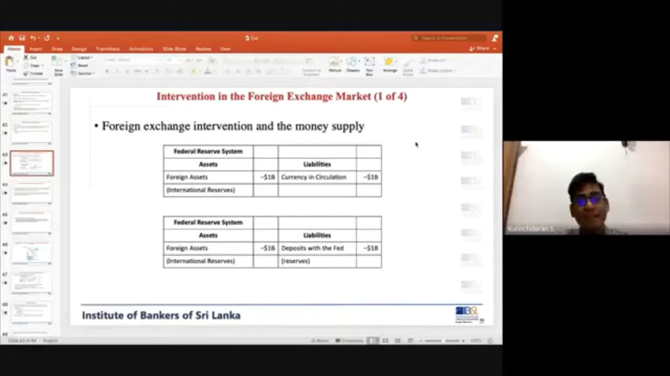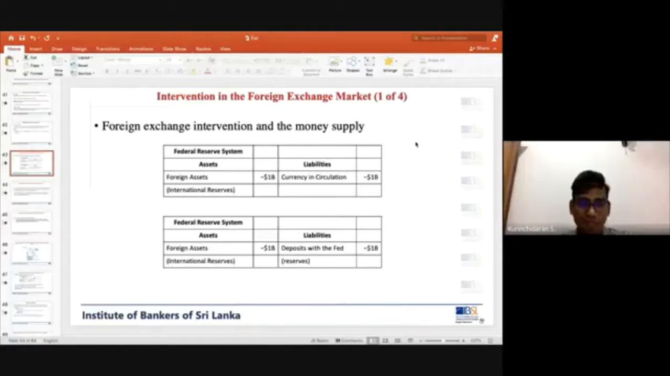You can see the denomination, right? It's foreign assets in dollars and liabilities also in dollars, because it's from Mishkin's book, based on the US economy, right? So if you take Sri Lanka, the liabilities, currency in circulation, would be in rupees, right? And then foreign assets may be converted into Sri Lankan rupees, and you could see. Now, based on these accounts, you can see.